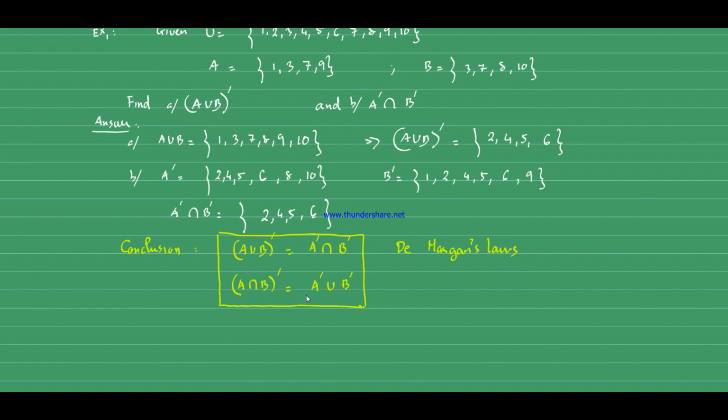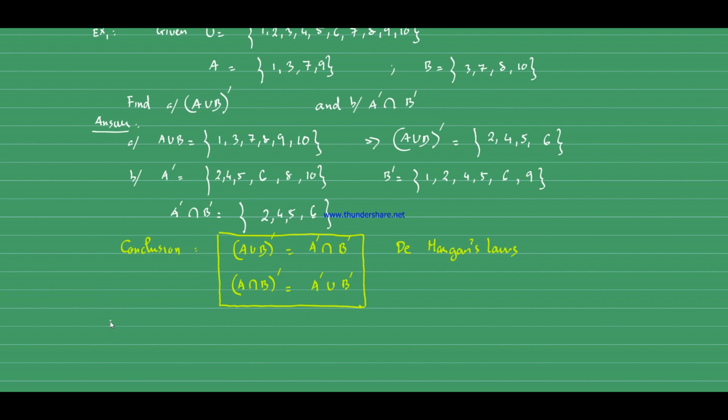Okay, and let me see. I can find another example. Actually, I can use this. I can use the same example here, but instead of finding a complement between union, I can find a complement of the intersection. Okay, let's see. We can show that the complement of the intersection set is the same as the union between two complements or not. Okay, let's see.